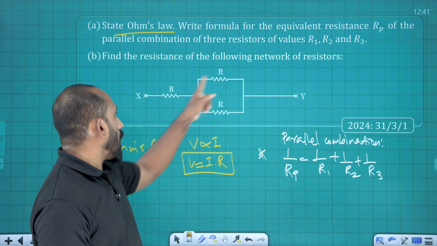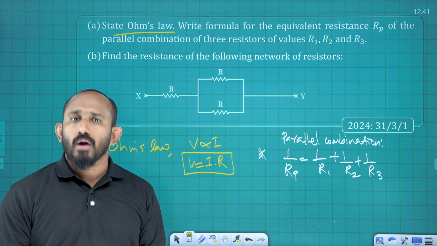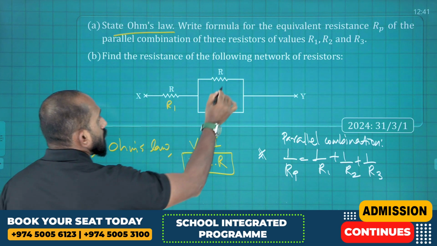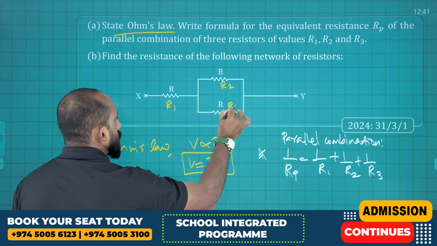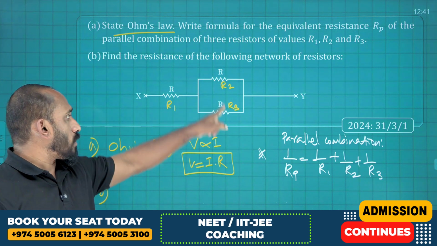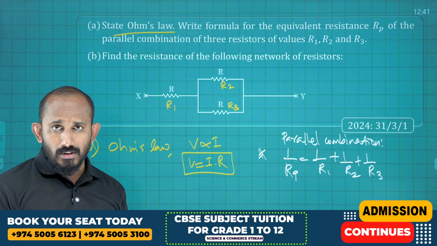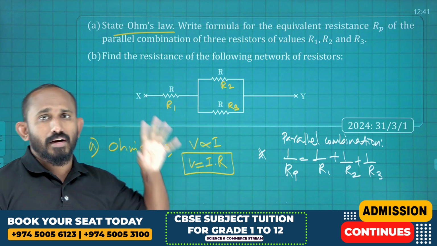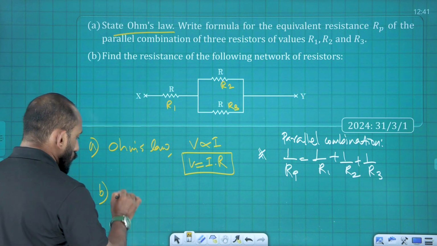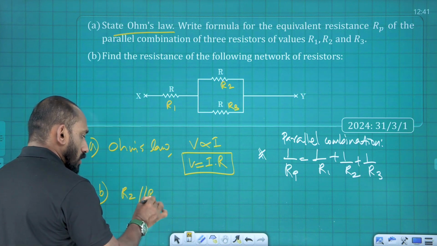So here three resistors are there. All are R ohms. So you can keep it: this is R1, this is R2 and this is R3. Then step by step you have to follow. Here, R2 and R3 are in parallel, and that is in series with R1. First you have to identify which are in series and which are in parallel. So here R2 is parallel to R3.